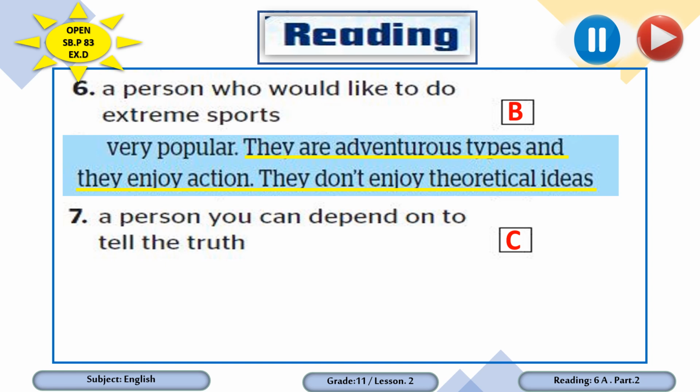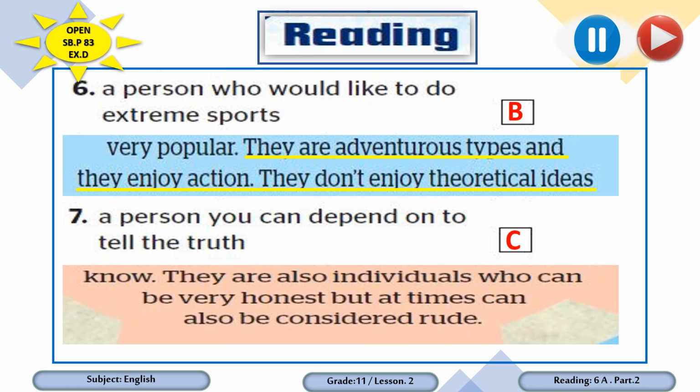Number 7, a person you can depend on to tell the truth belongs to. Excellent. C, the scholars. And we can find it here. Scholars are also individuals who can be very honest. So they are honest and they tell the truth. Excellent. Good job.